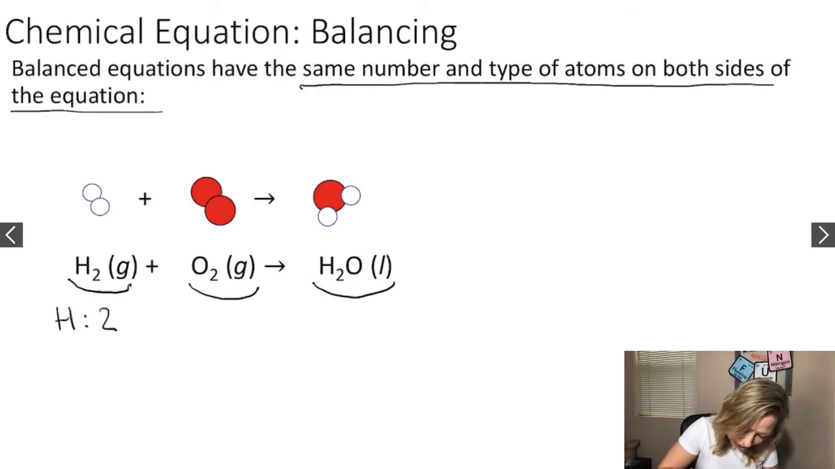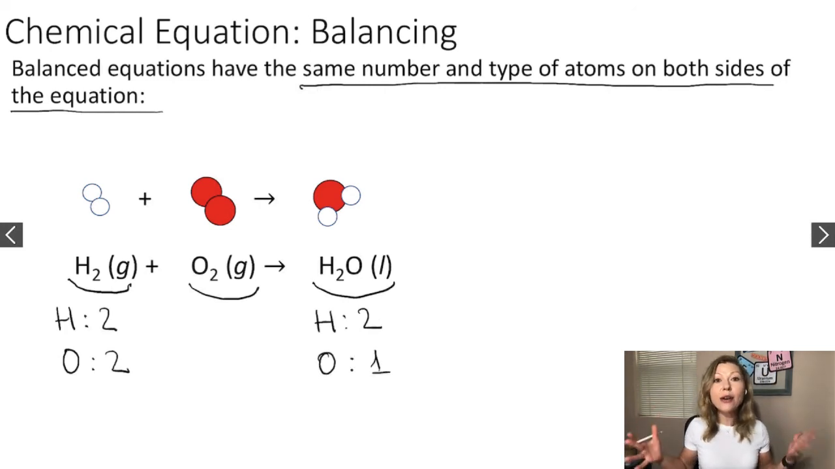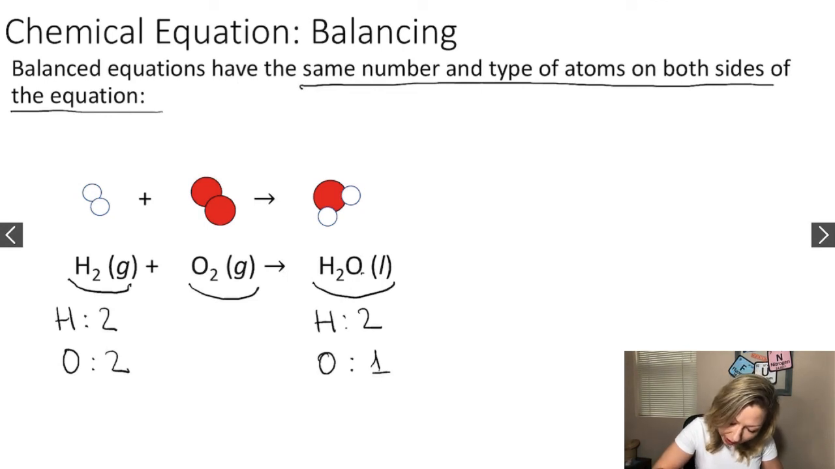Hydrogen, I have two. Oxygen, I have two. On the product side, I still have two hydrogen atoms, but only one oxygen atom. Okay, how do I balance this reaction out? What would be the easiest thing to do? I'm missing one oxygen atom, right, on the product side. What if I just put a 2 next to this oxygen? Would that work? Well, it would definitely balance my reaction out.